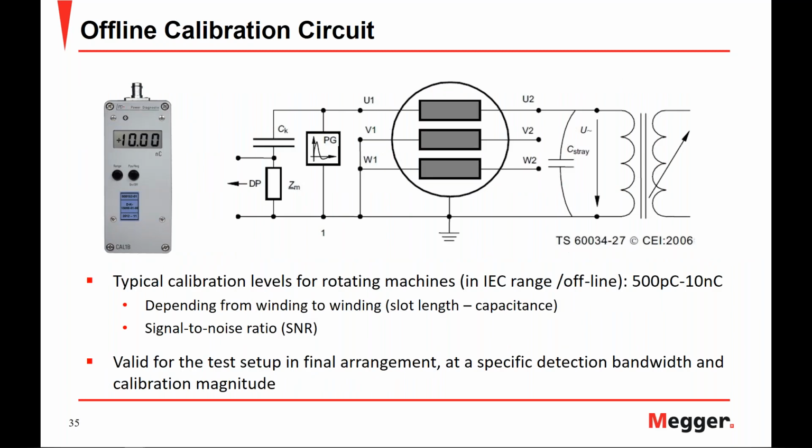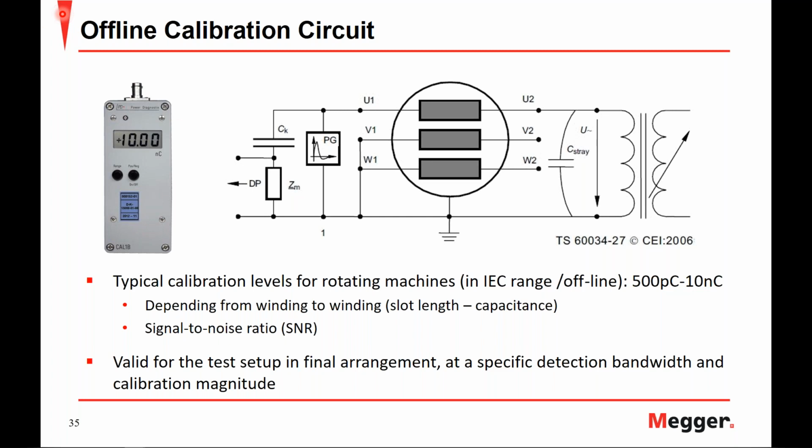Looking at the offline calibration circuit, we have our rotating machine, and we have our pulse generator or our calibrator connected in parallel to the rotating machine, as well as the test setup, which is comprised of your coupling capacitor to decouple the partial discharge activity, your measurement impedance or conditioning, and then finally your partial discharge detector.